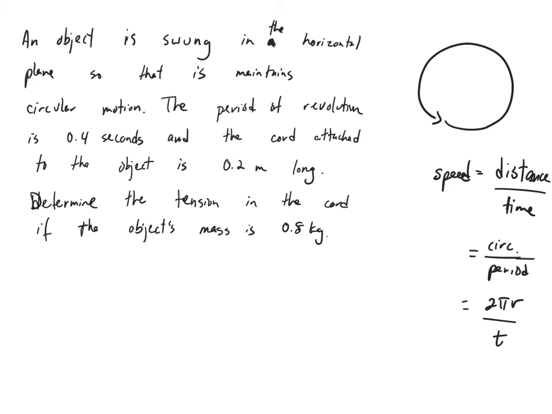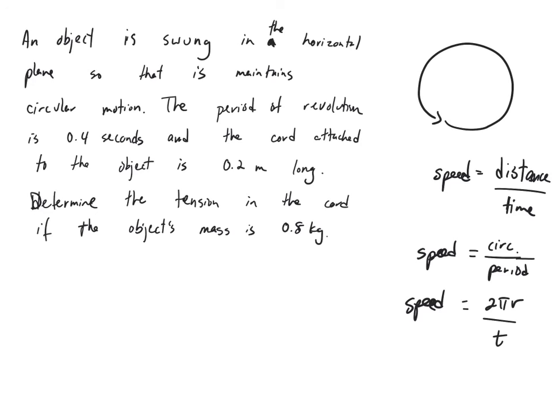So when we want to figure out the speed in a problem, sometimes we may not be given that value, or if we need to use speed, we may not be given it. So if you're given the period of revolutions, you should recognize that the circumference divided by the period will always give you the speed. The circumference, 2 pi r, divided by the period will always give you the speed.